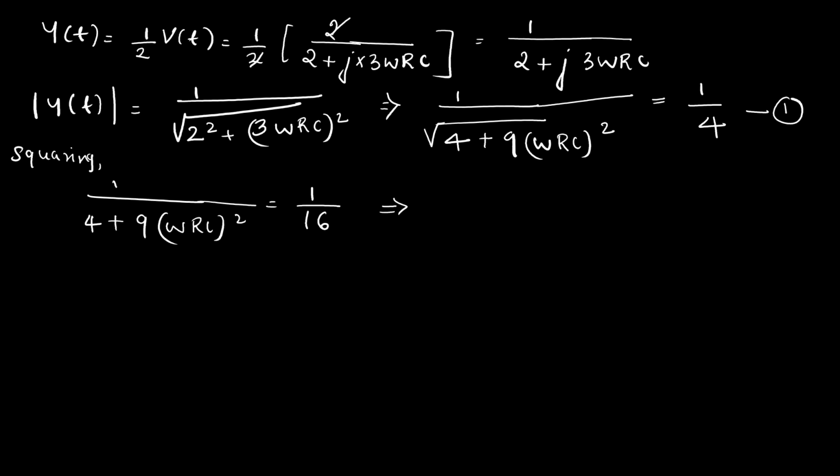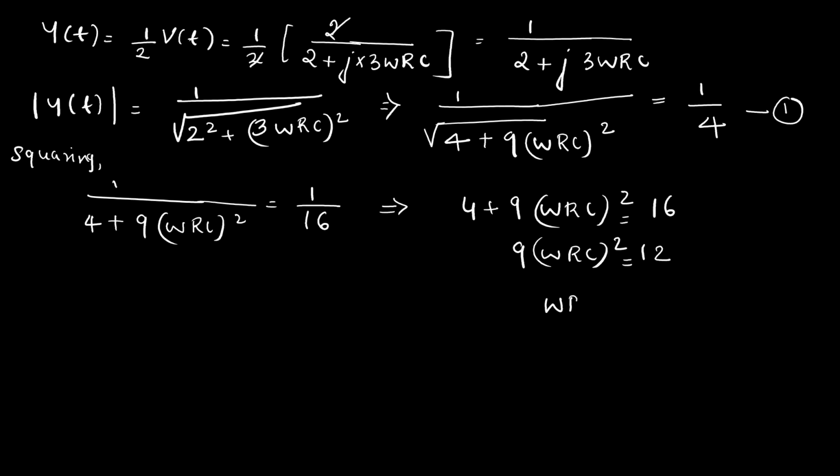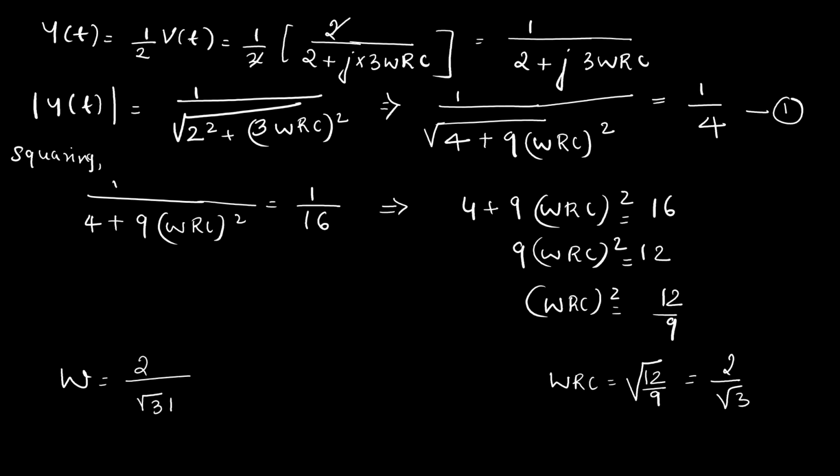Now what is this? 4 plus 9 omega R C whole square is equal to 16, or 9 omega R C whole square equal to 16 minus 4, that is 12, or omega R C whole square equal to 12 divided by 9. Therefore omega R C is equal to root of 12 by 9, which is equal to 2 by root 3. Omega R C equal to 2 by root 3, therefore omega is equal to 2 by root 3 R C. This is the final answer.